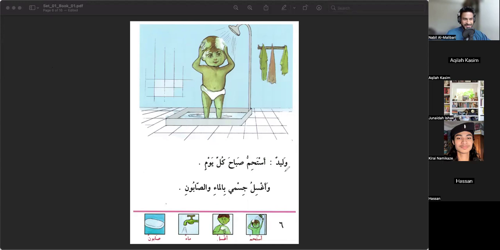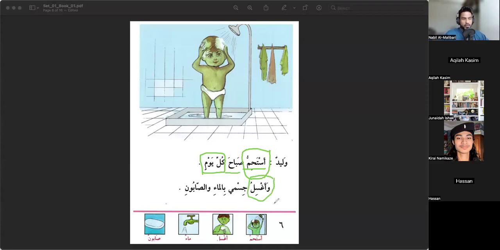So Waleed is saying, astahimmu, which means I take a shower. Sabaha, in the morning. Kulli yawmin, every day. It's very familiar; we're using the same words. Astahimmu, I take a shower, sabaha, in the morning, kulli yawmin, every day. وَأَغْسِلُ, aghsilu means I wash. أَسْتَهِمُّ means I shower. The Arabic language is very specific. So he's taking a shower here.